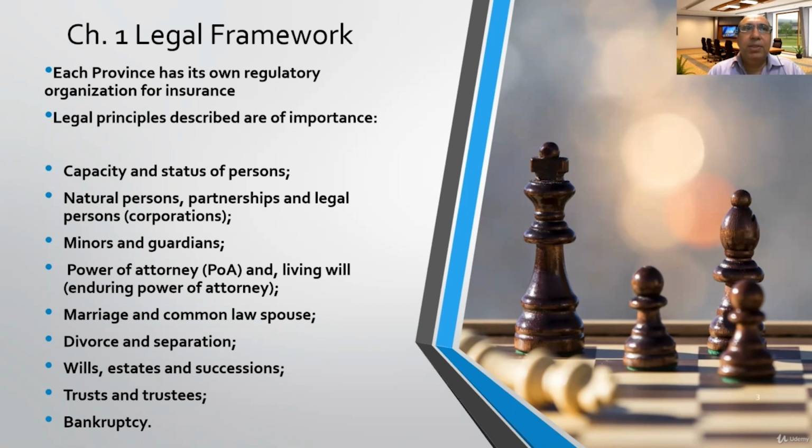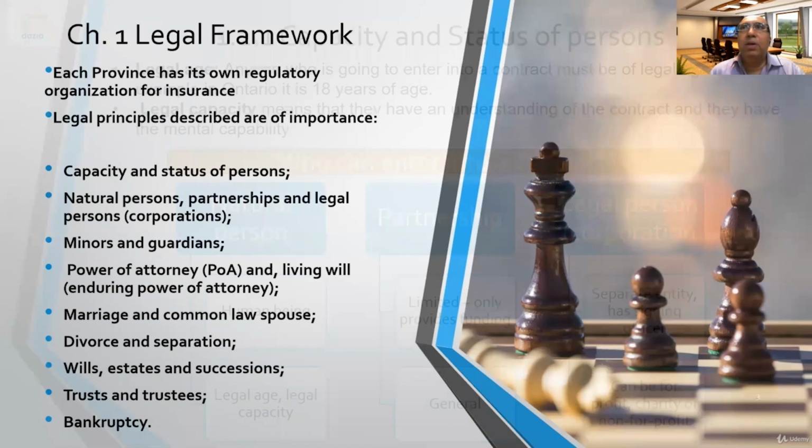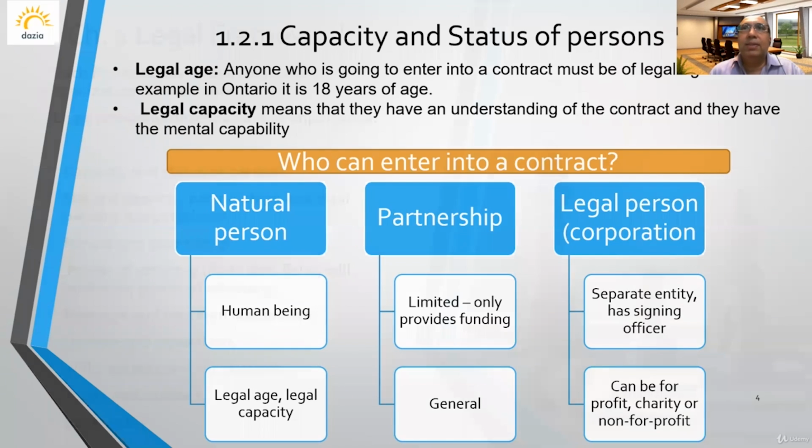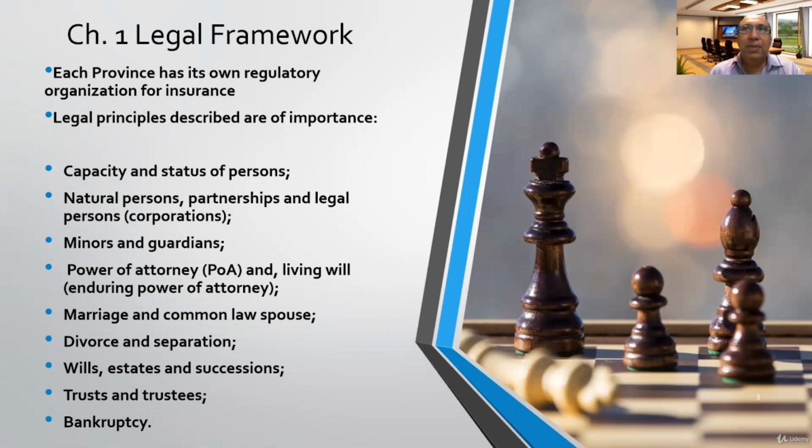There should be a natural person. By natural person, we mean an individual, a human being. So we'll talk about this in more detail in the next slides. What is a natural person? What is a partnership and legal person? Minors and guardians, power of attorneys, living will, marriage, divorce, wills, trusts, and bankruptcy. These we will talk about in more detail in the next slides.